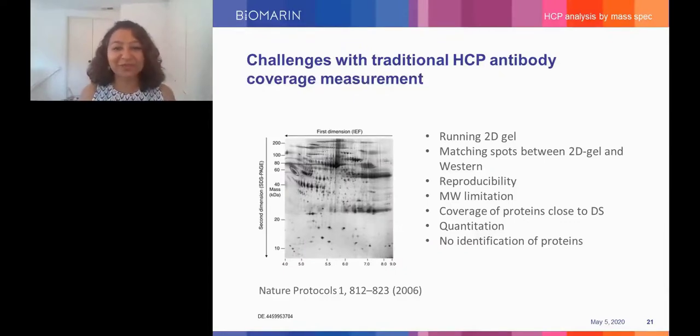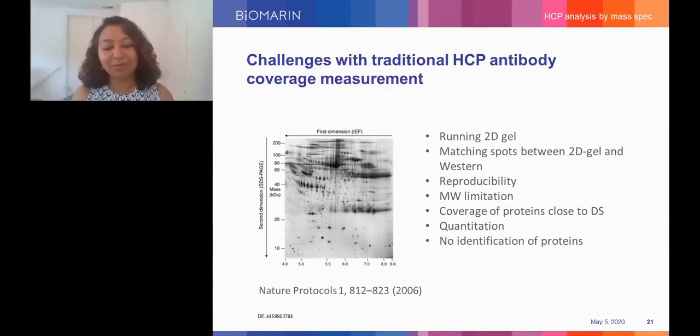Now, there are some issues with the traditional approach. Running a 2D gel is actually technically more difficult than running a 2D LC-MS once you have the mass spec technology in place. Matching spots between a 2D gel and a 2D Western is actually quite difficult, as you could see in the image in the previous slide.